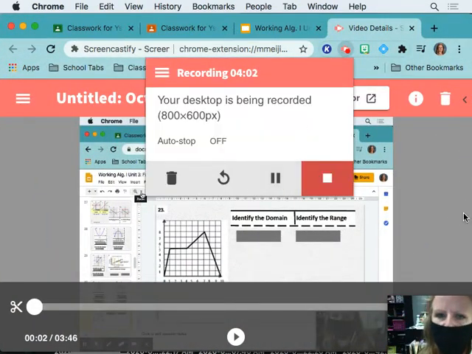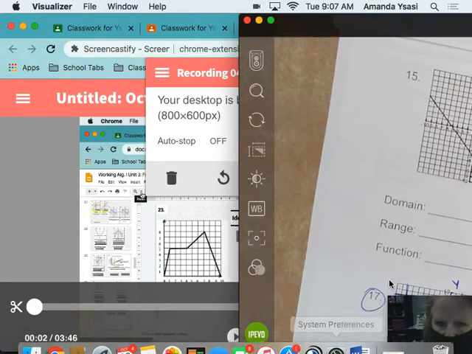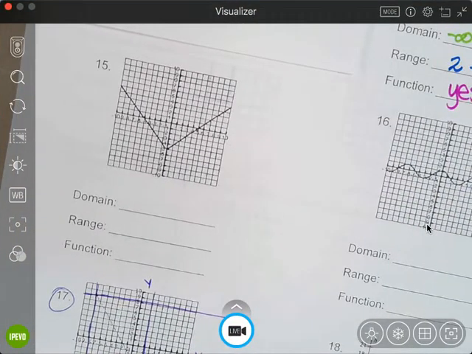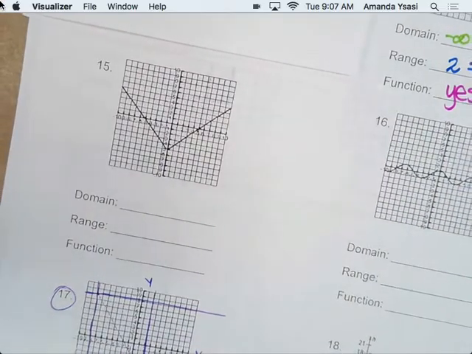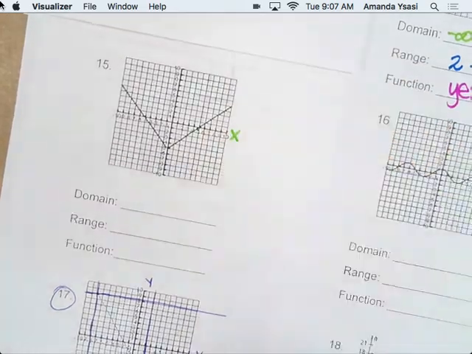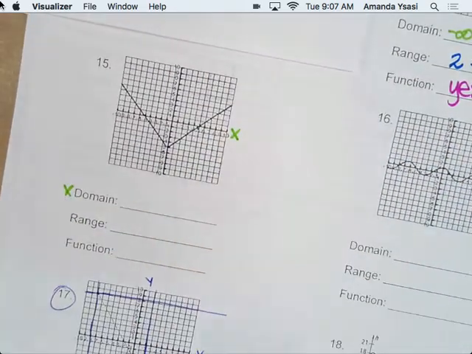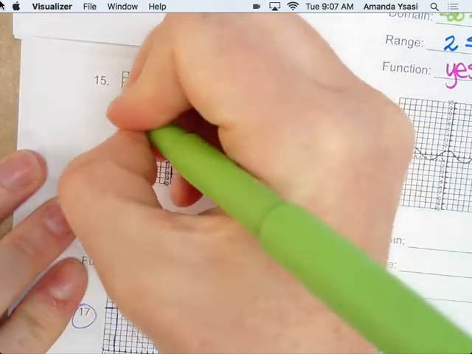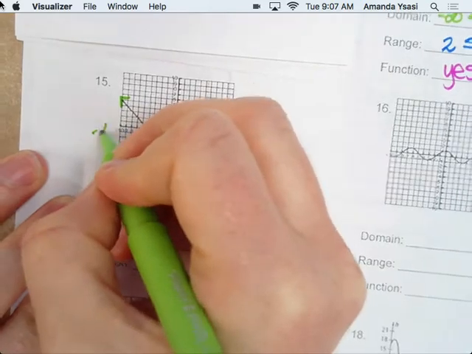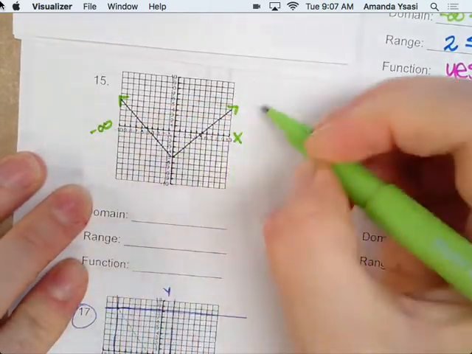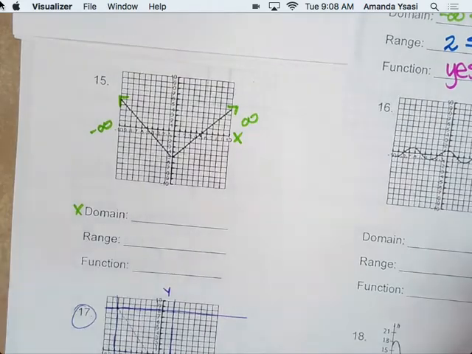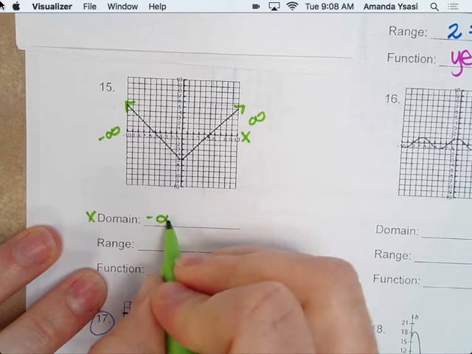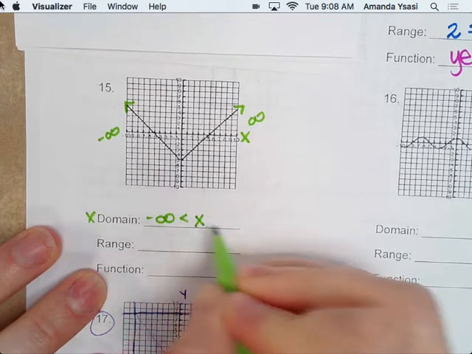All right, let's see how y'all did. Domain is the x-axis, so label the x-axis. And domain goes how far left? Infinite, because this is going to continue on. So negative infinity. What about right? Infinity. So how do we write that as an inequality? Negative infinity less than, drop the rest.